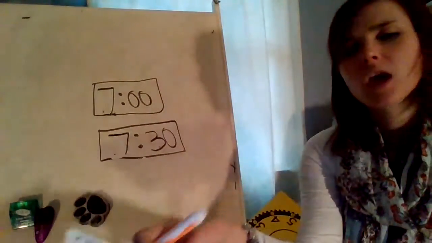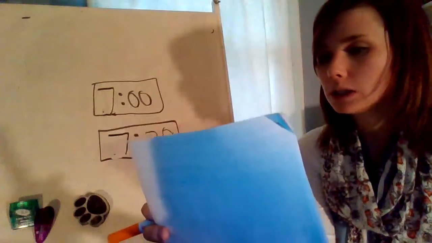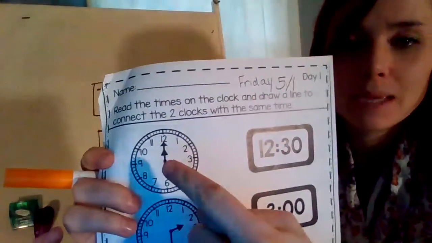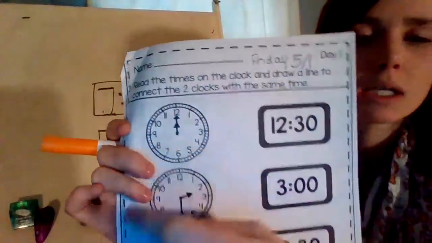Here we go. Name. Please write your name on the top. Okay. It says read the times on the clock and draw a line to connect the clocks to the same time. All right, looking at this first picture, boys and girls, the minute hand is pointing up at the 12, so we know it's going to be an o'clock. The hour hand is pointing up at the what? 12. So what time is this?